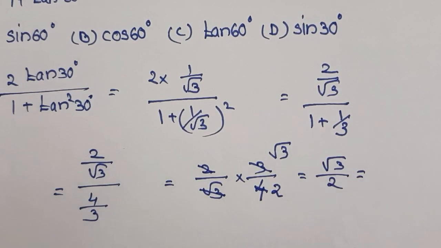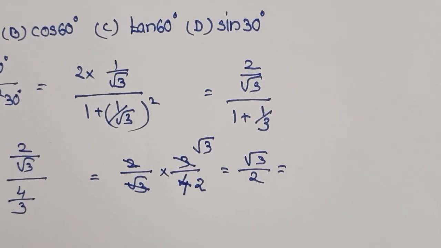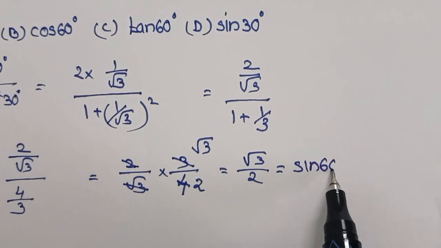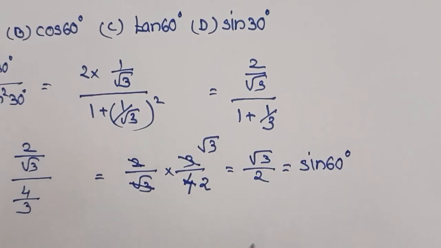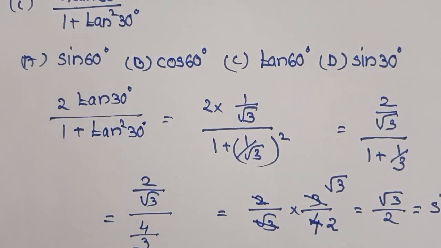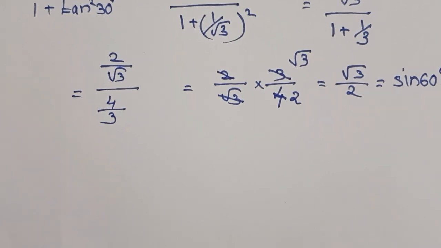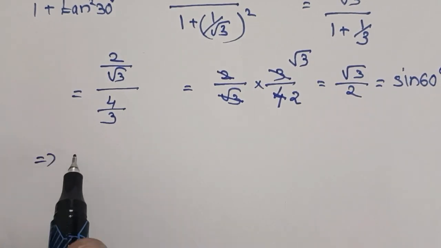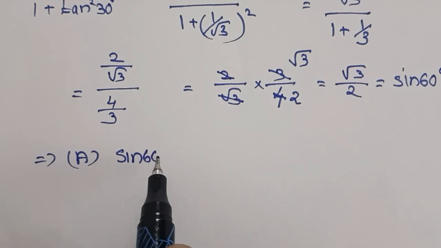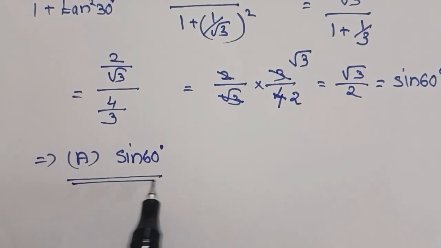But we know that root 3 by 2 is equal to sine 60, isn't it? Sine 60 is same as root 3 divided by 2. So it is equal to sine 60. So here the option is first one, that is A, sine 60 is the correct answer. So we can write the answer A, sine 60 is the required answer. Okay.